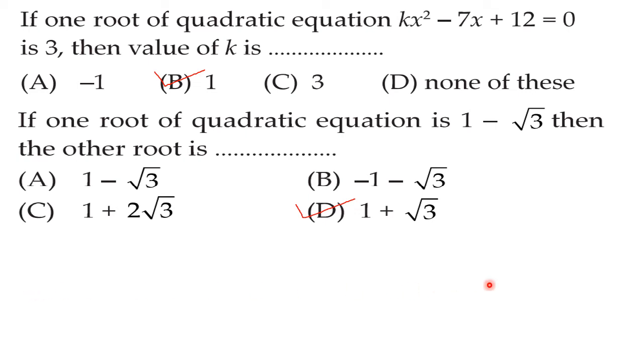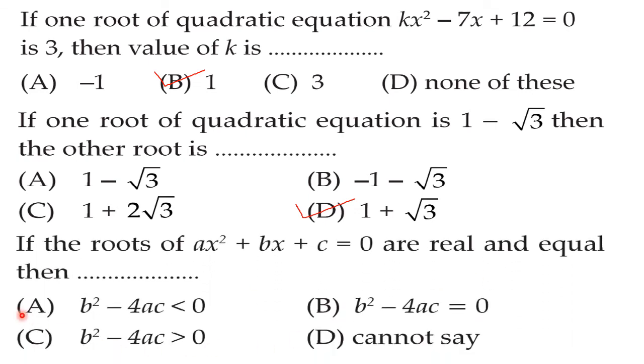Let's go ahead. The next one here. If the roots of ax square plus bx plus c is equal to 0, that is the standard form of a quadratic equation, are real and equal, then delta is 0. And delta means b square minus 4ac. Delta is 0 means b square minus 4ac is 0, and therefore option B is correct. Okay. So sometimes you get such easy questions here.